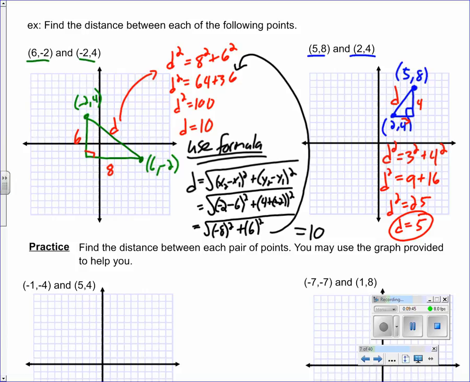At the bottom of the page, there's 4 problems there. You can practice those. You can do them using the formula or using the graph. Either way is fine, so whichever way is easiest for you.